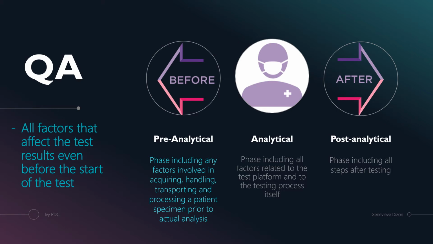Analytical, on the other hand, would be the factors during the analysis of the sample itself. So this phase includes all the factors related to the test platform or the testing process itself. So these are the procedures. Analytical involves the actual procedure of the experiments. Next, post-analytical are the errors after analysis. So this phase includes all the steps after testing. So when does post-analytical start? It starts when the result is generated, and everything you do after the result is considered post-analytical.